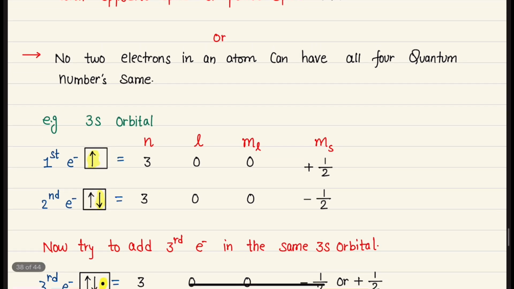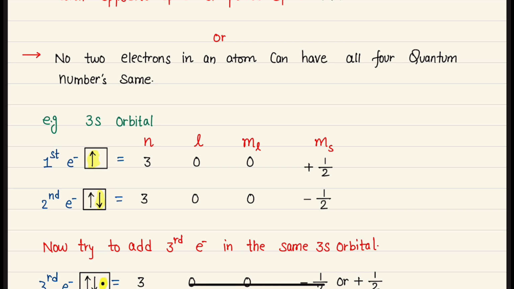Okay, now write the principal quantum number for this highlighted electron, this one. Because this electron is also present in the third shell, the principal quantum number is 3, so we can write here n equal to 3 and here L equal to 0 and ML value 0. Now the second electron having an opposite spin, so we can write here minus half, okay, understood?